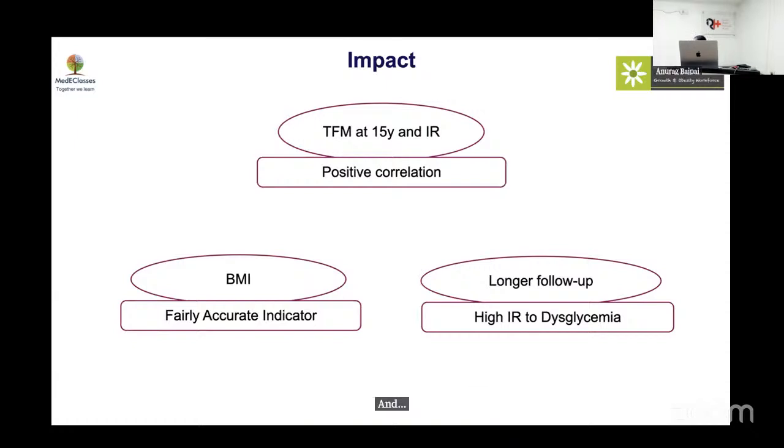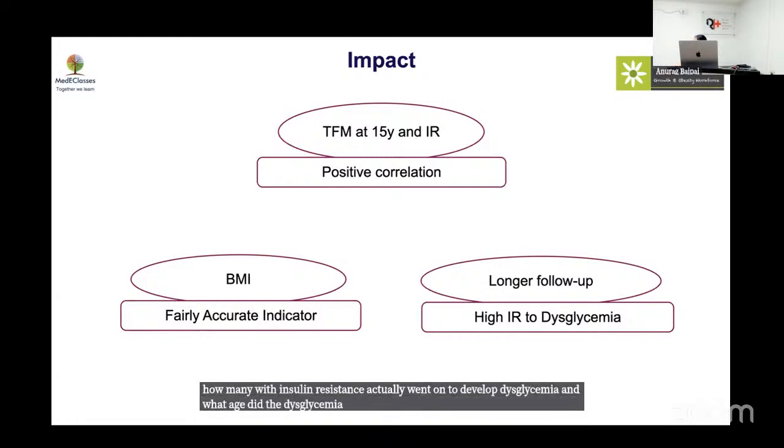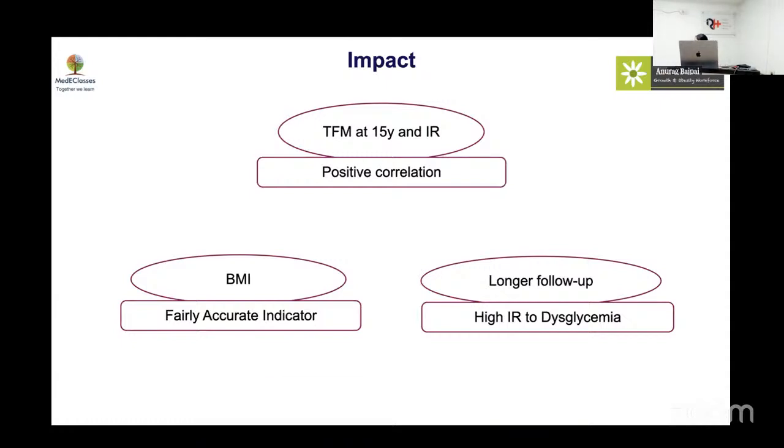probably we need longer follow-up to see how many with insulin resistance actually went on to develop dysglycemia, and what age did the dysglycemia start in this specific cohort. What is your experience? When does dysglycemia start? At onset of puberty is what we have seen. We have seen children around 10 years, 9 years also.